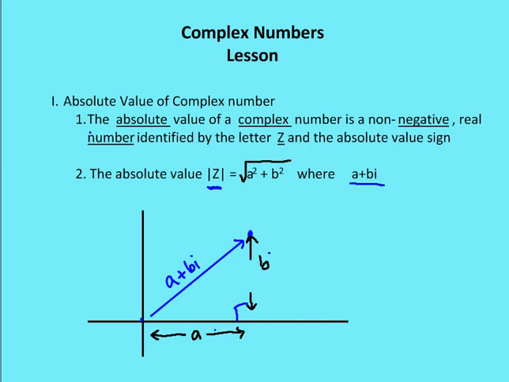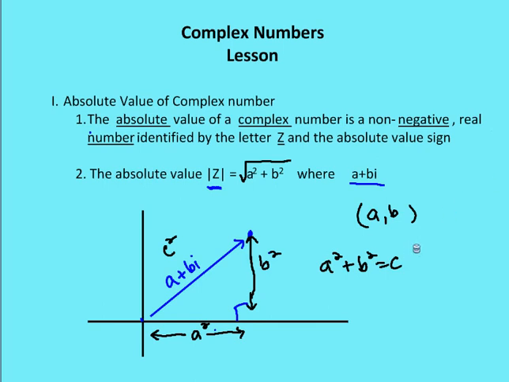And what we're doing here is we're just restating the Pythagorean theorem, because we just want to find the distance on the xy plane from the origin to the point A comma B. That's all we're doing. So this distance is going to be the absolute value of A plus BI. And the way that we're going to find that is the same way that we would find the hypotenuse in a right triangle. A squared plus B squared is equal to C squared.